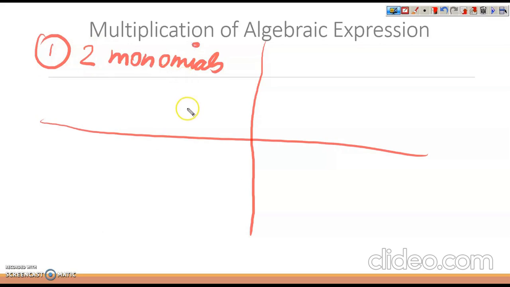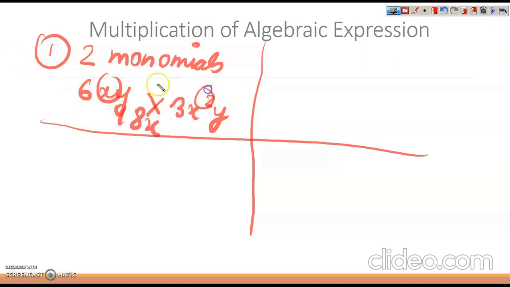For example, 6xy multiplied by 3x square y. Here you can multiply. If it's given that 6x multiplied by y, you can multiply. It will be 6 and y. But in addition and subtraction you cannot. It will be 18, x and x, here will be x cube and y square.